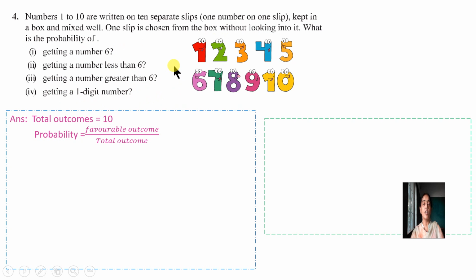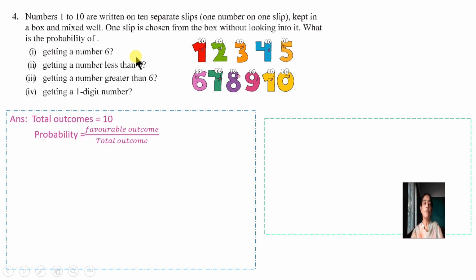Even in a lucky draw, whenever different slips containing numbers are put into a box and someone draws out one slip, we all think, let it be my number, let it be my number. So what is the probability of getting our number? So here also, what is the probability of getting a number 6?